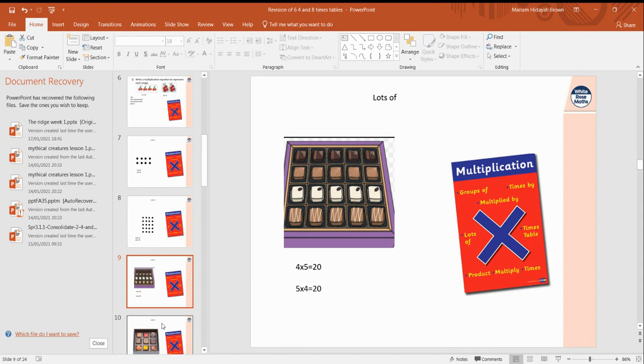Let's have a look at something delicious, a nice box of chocolates. How many chocolates are there in total? And write a multiplication equation. All that's asking you to do is to write a number sentence using your times tables. So here I can see that there are 1, 2, 3, 4 rows. So I've written 4 times 5 because there are 5 chocolates in each row. 4 times 5 is 20. Or you could write 5 times 4 because there are 5 columns, 1, 2, 3, 4, 5. And in each column there is 4 chocolates. So 5 times 4 is 20.